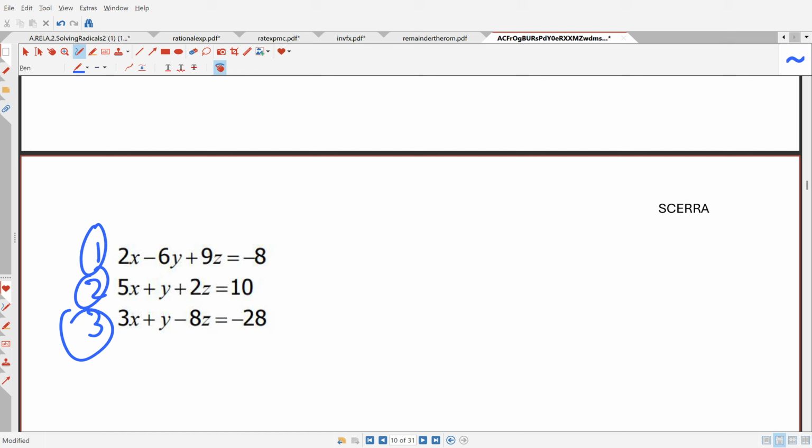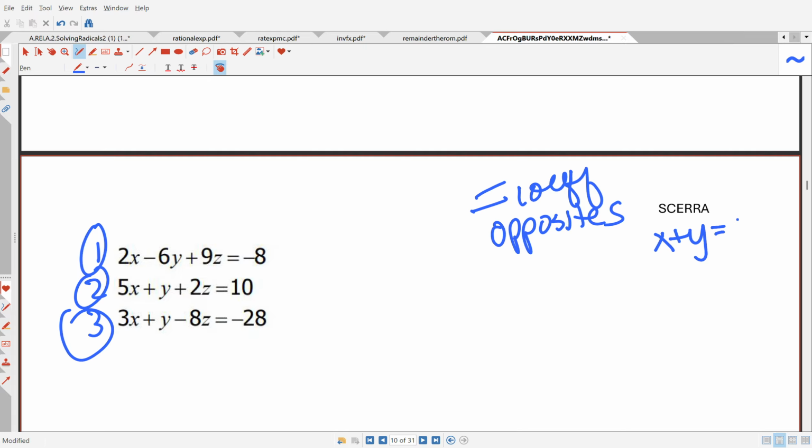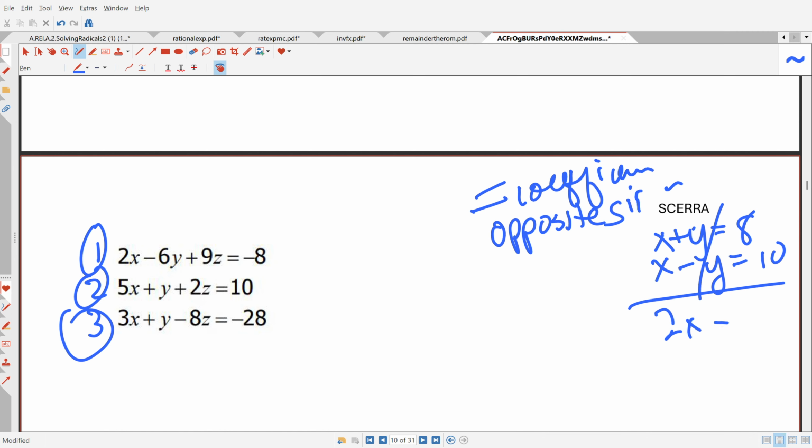What you have to do is have equal coefficients with opposite signs, and eliminate one of the variables. So I want to show you on the side, if I had x plus y equals 8 and x minus y equals 10, you see how now I could add, because the y's have a 1 and a negative 1. They're equal coefficients and opposite signs. So I could cancel that and get 2x is 18 and then x is 9. You see that? So that's your goal.